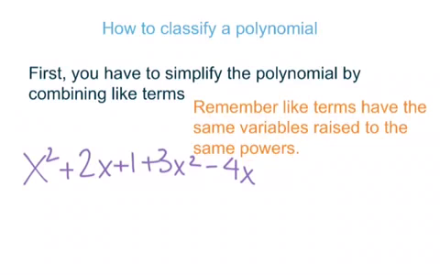So how to do that is you first have to simplify the polynomial by simply combining like terms. Remember, like terms have the same variables raised to the same power. So right here, let's do this one together. I'm obviously losing my voice, so I'm not going to verbally explain this, but I'm just going to show you, okay?